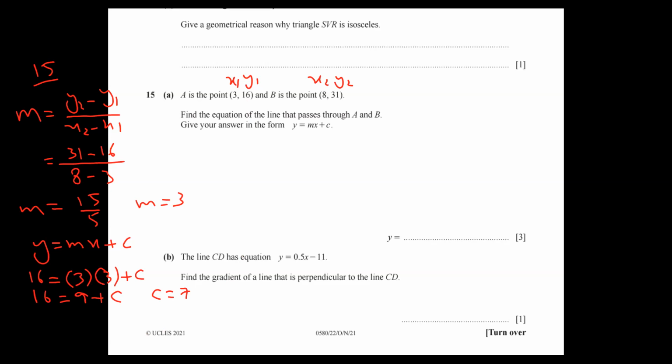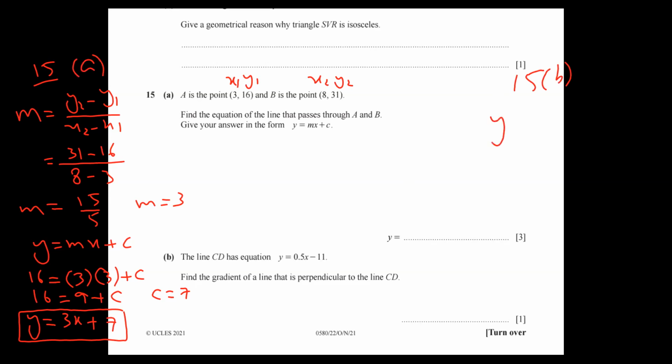And now the final answer, I'm writing y is equal to mx plus c. So y equals 3x plus 7, this is our final answer. Now I'm going for the next question. The next question he's asking us is in the 15b part, where an equation of a line is given. Find the gradient of the line perpendicular to this line. This is the 15B part, and that was the 15A part.